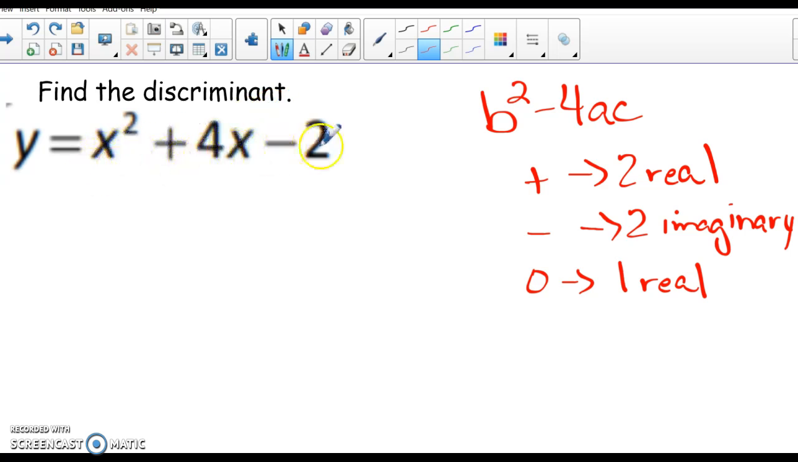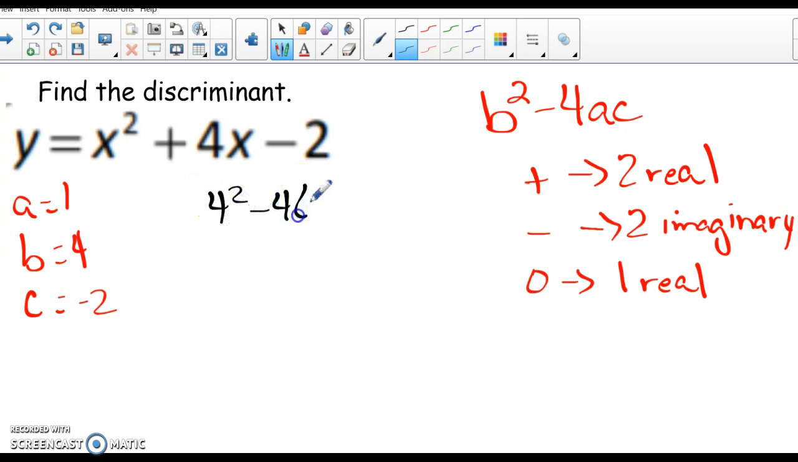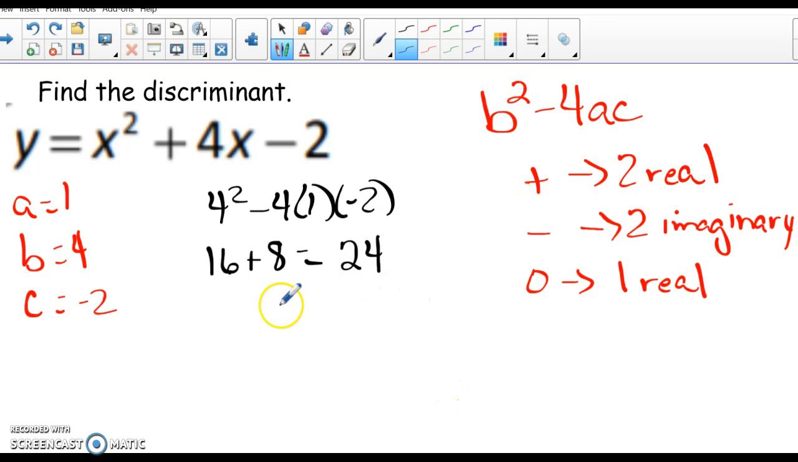This is already solved for y, or set equal to 0. So I can identify my A is 1, B is 4, C is -2. If I plug all of that into this formula, I have 4 squared minus 4 times 1 times -2. So this gives me 16 plus 8. That gives me a positive 24. It's positive, so I have 2 real solutions.